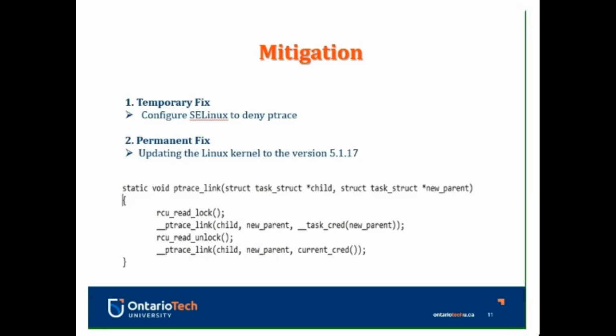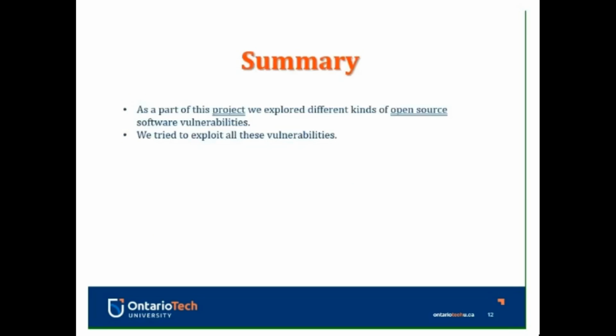So the summary is, as a part of this project, we explored different kinds of open source software vulnerabilities, and we came to know how a small weakness in the source code of the software can lead to a major vulnerability which an attacker exploits to gain unauthorized access to the system. To explore further, we tried to exploit all these vulnerabilities in the virtual environment with the help of exploits available on GitHub.